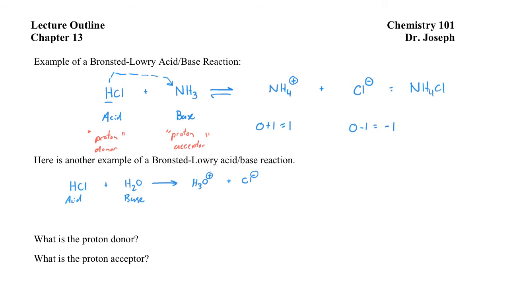So let's just answer these two questions. What is the proton donor? The proton donor would be HCl, or the acid. What is the proton acceptor? That would be H2O, or the base.